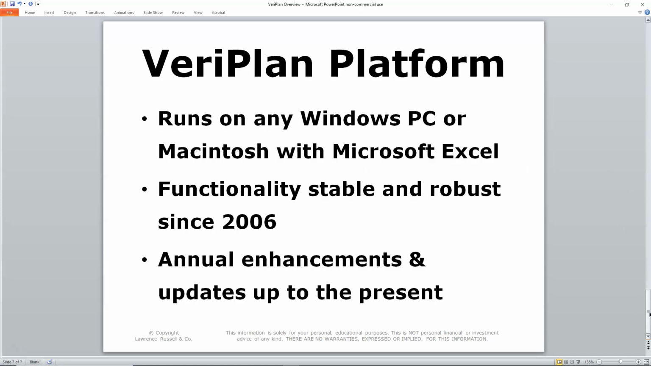Before we move on to VeriPlan, understand VeriPlan's platform requirements. It will run on any Windows PC or Macintosh with Microsoft Excel. It's a fully contained Microsoft Excel workbook application. It has been functionally stable and robust since the year 2006. I have made annual enhancements and updates up to the present. Now let's continue on to VeriPlan.